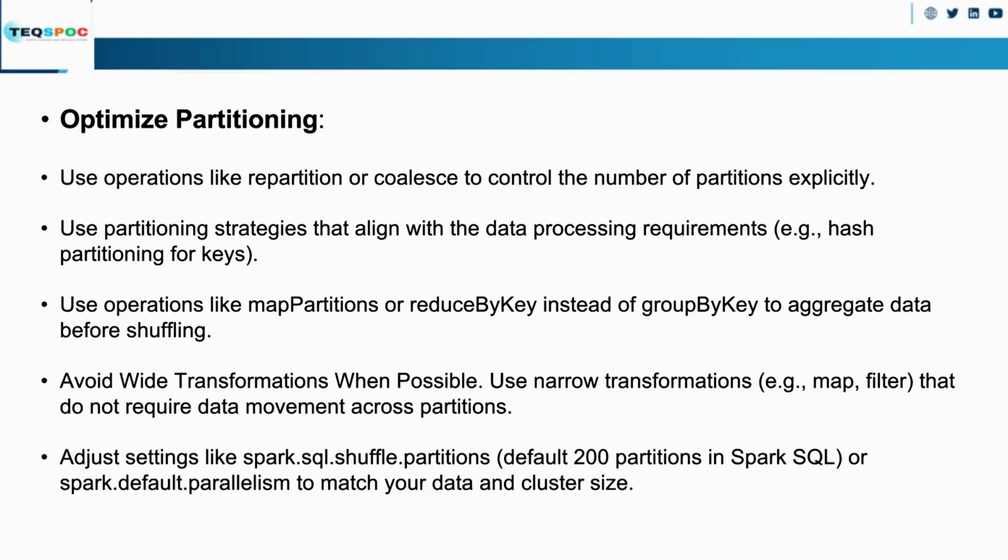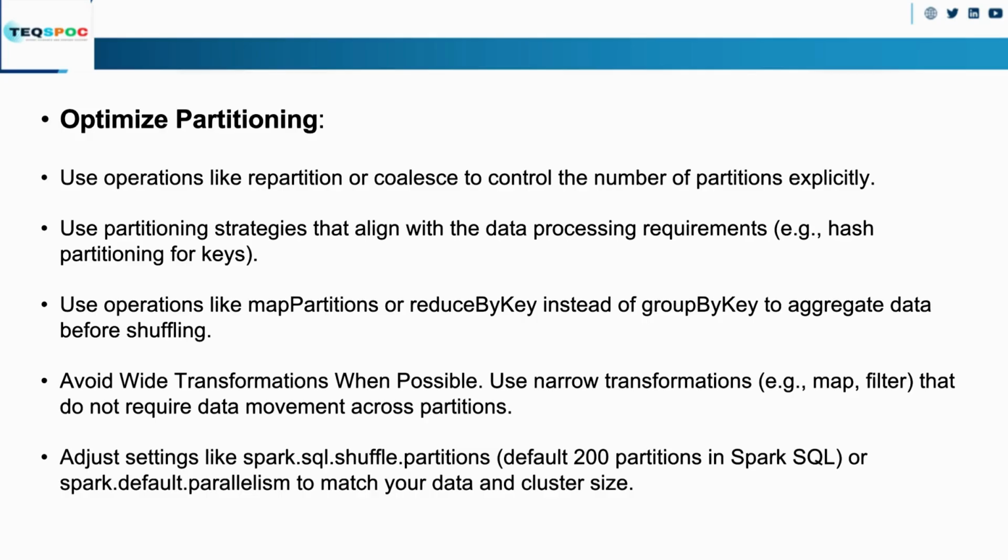Use narrow transformations that do not require data moving across the partitions. This is very self-explanatory, right? We have discussed how narrow transformations are much simpler. They work on the partition level, whereas the wide transformation does the shuffling. So if possible, just use the narrow transformations only.